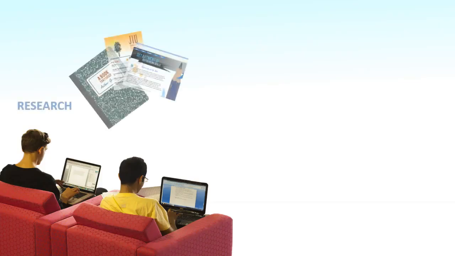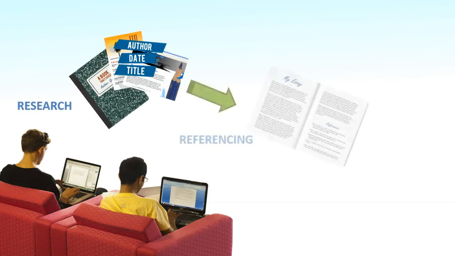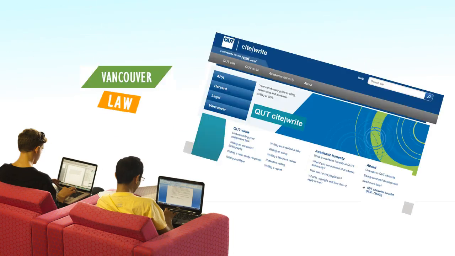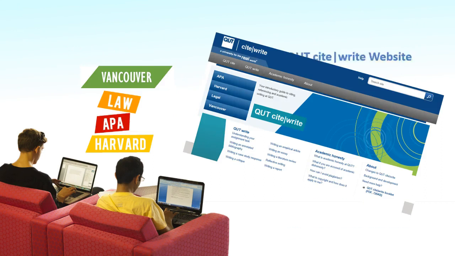Once you have completed your research and kept the details of your sources, you will then need to complete the referencing of your sources in your assignment. At QUT, there are 4 referencing styles: Vancouver, Law, APA, and Harvard. The official guide to referencing in these styles is called CiteWrite.